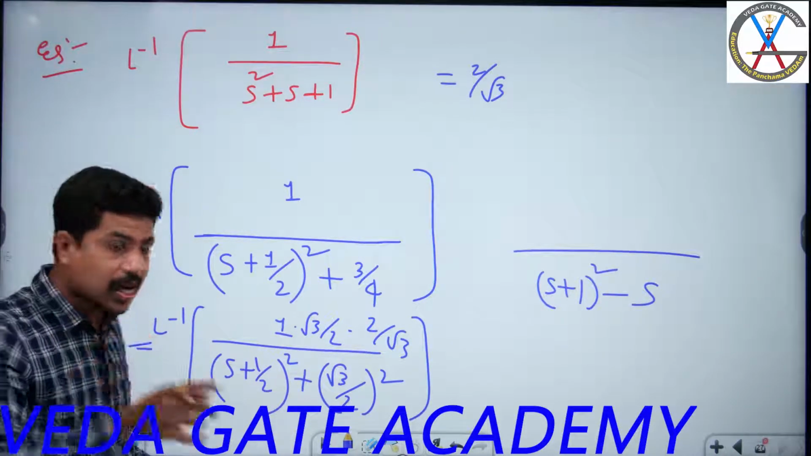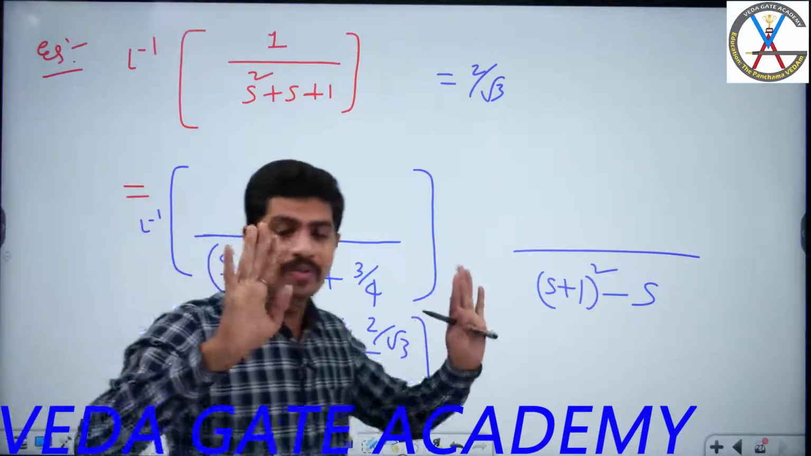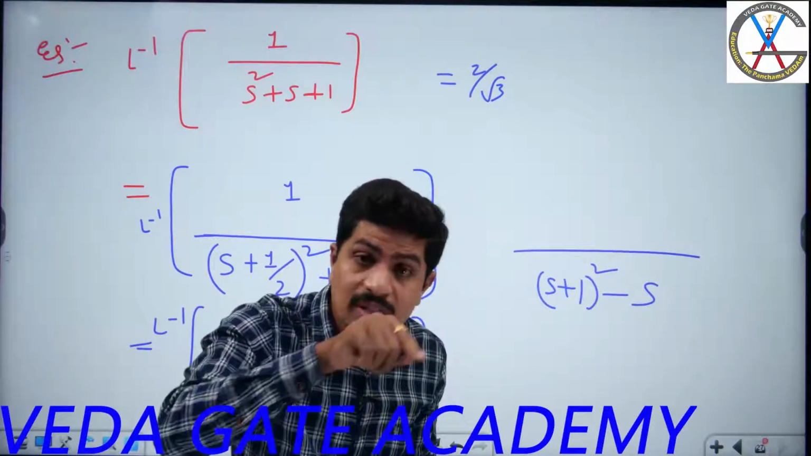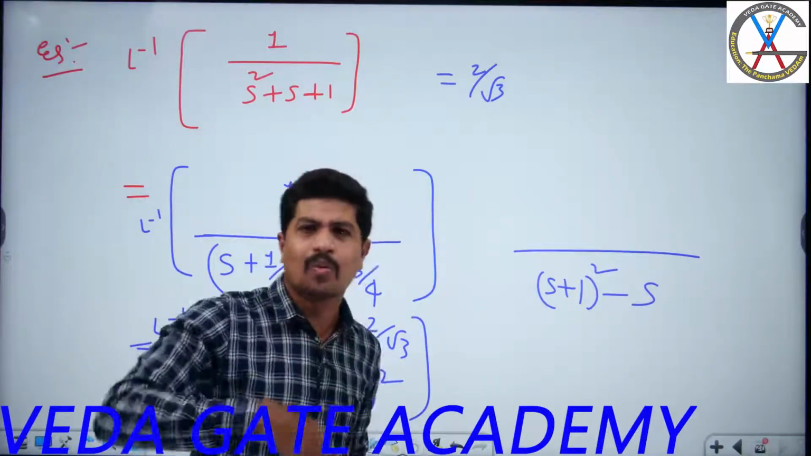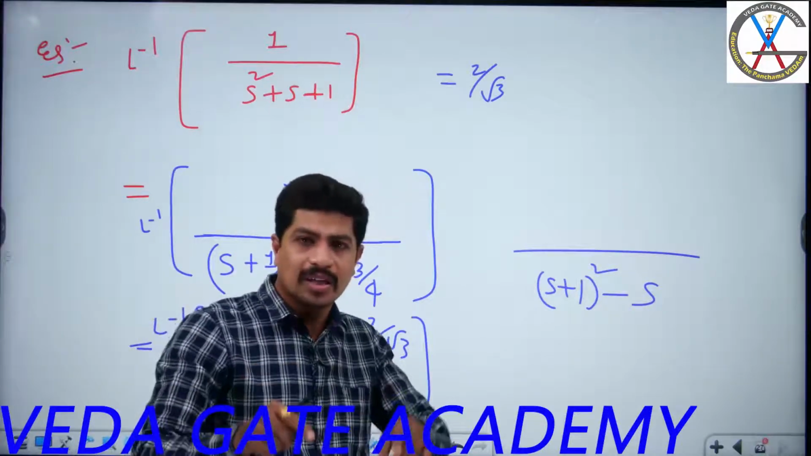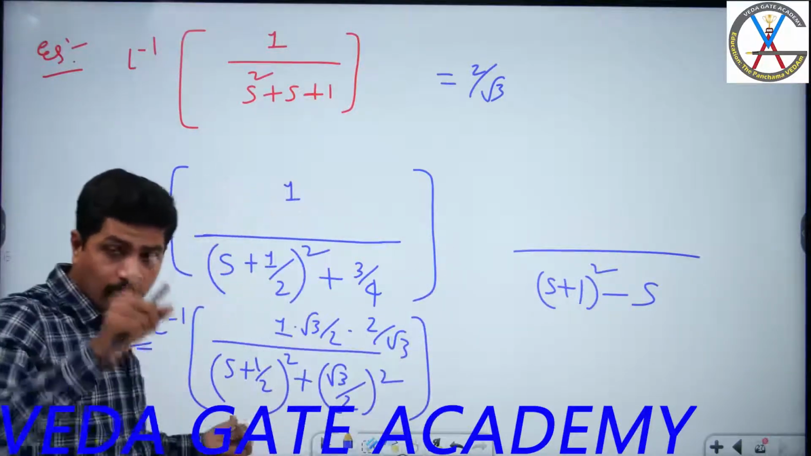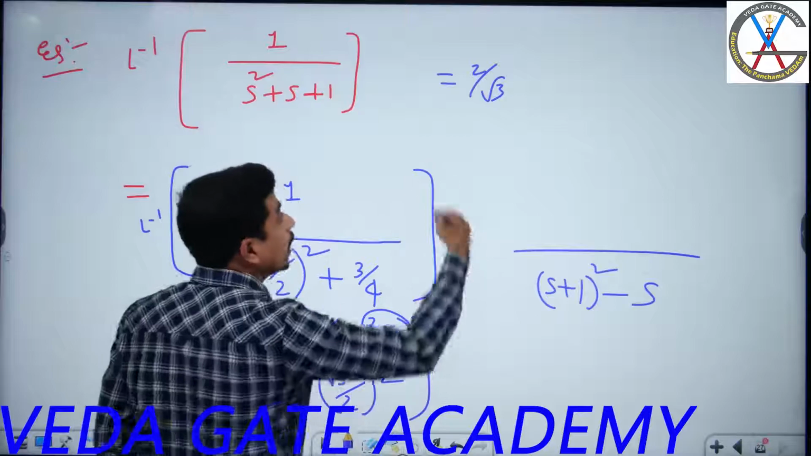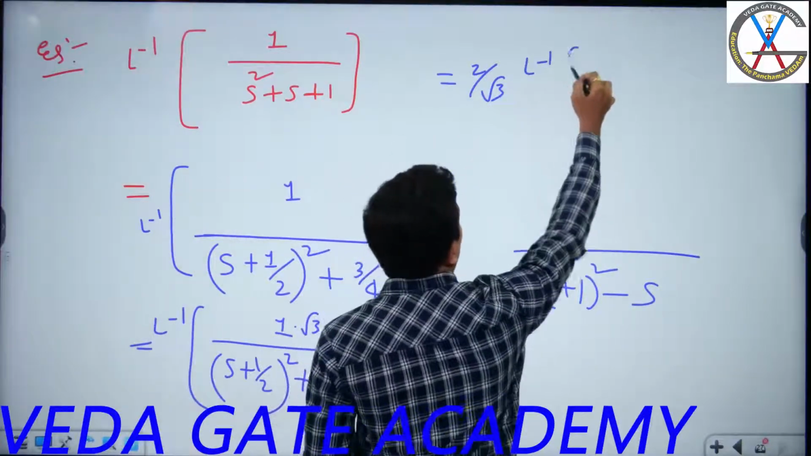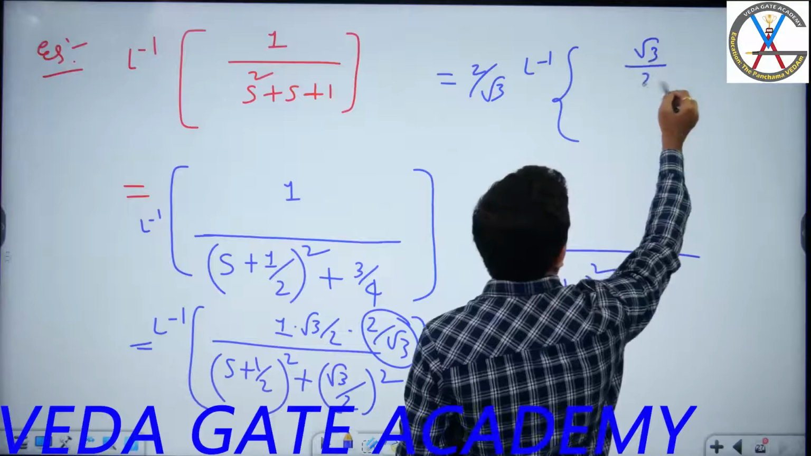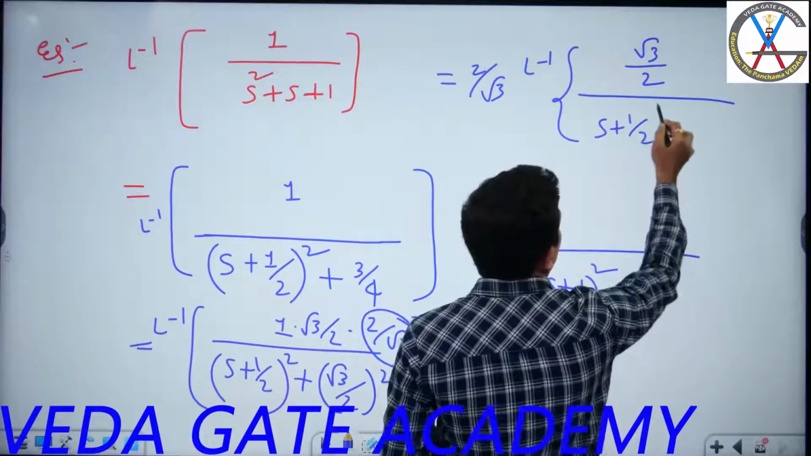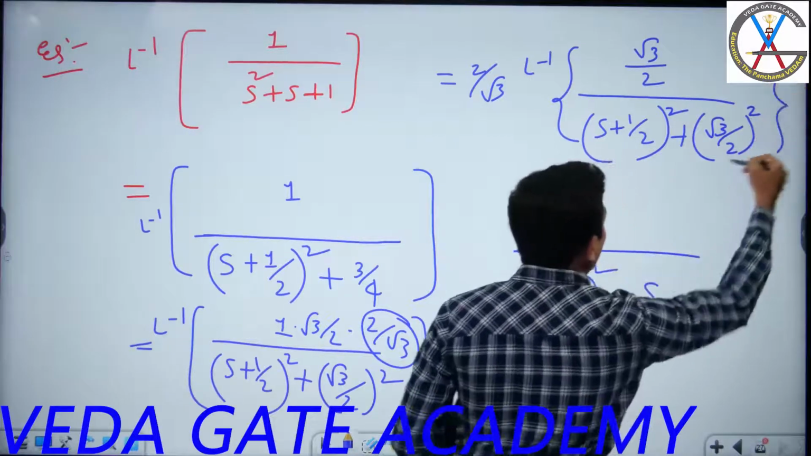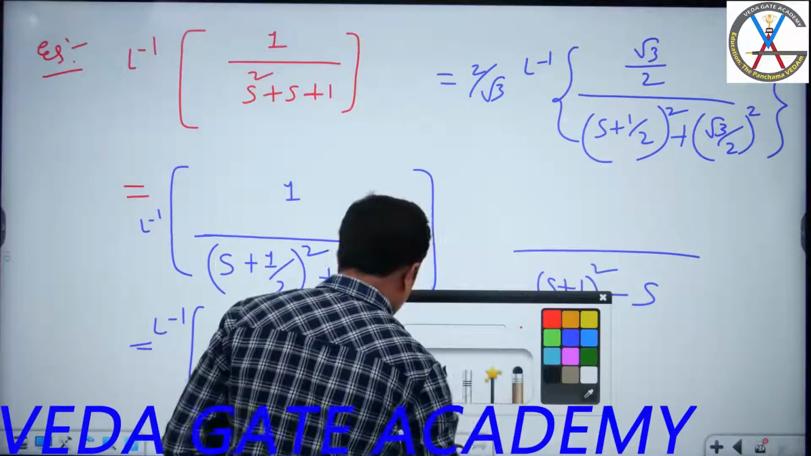I told you a number of times that whatever is added to s, forget to put it for the time being. But all s terms must have the same shift, that 1 by 2 or 1 by 3, 1 by 4, whatever it is, or s minus 1 by 2 or minus 1 by 4, whatever it is. Here only one s term, plus 1 by 2, is there, forget about it. The 2 by root 3 I wrote outside, that is done. L inverse of root 3 by 2 by s plus 1 by 2 whole square plus root 3 by 2 whole square. It's very easy to understand.